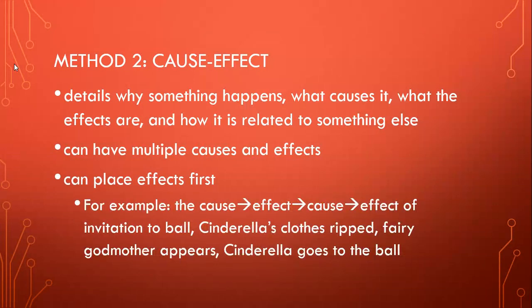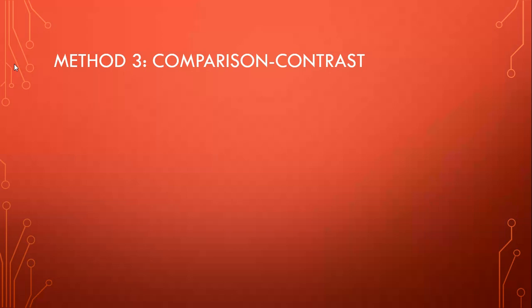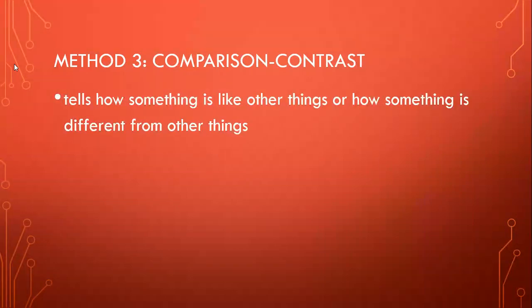So, for example, there's an invitation to the ball that eventually leads to Cinderella's clothes being ripped, and then the fairy godmother appears, and then Cinderella goes to the ball. Cause, effect, cause, effect. Method 3, comparison contrast. This is something you know how to do already. It tells how something is like other things or how something is different from other things.